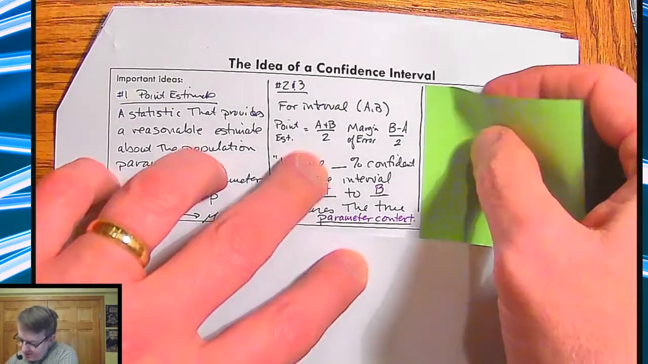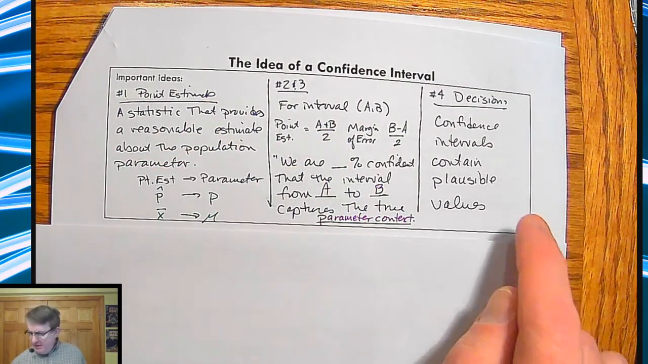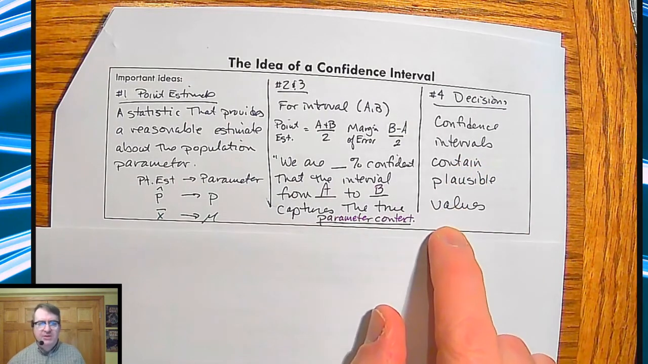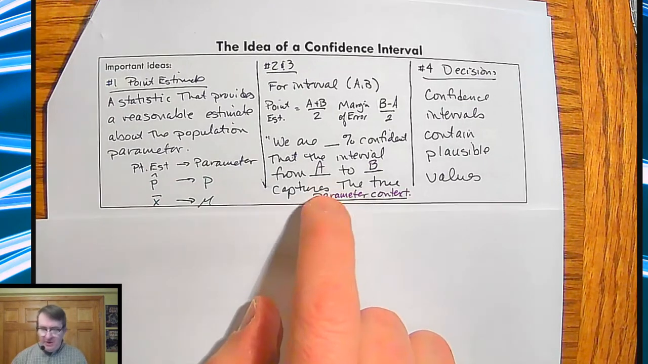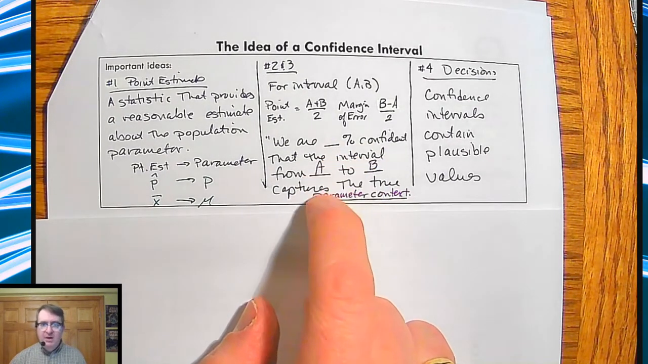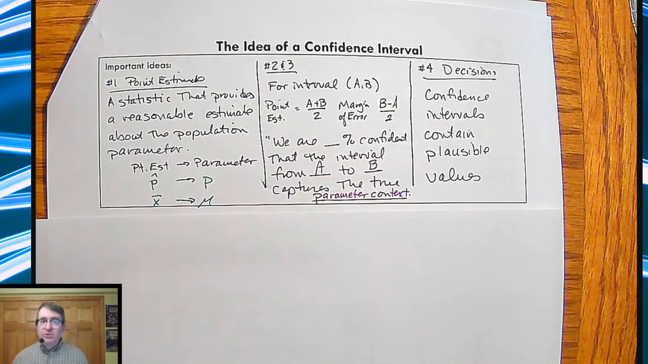And then lastly, remember that in terms of the decisions, confidence intervals contain all plausible values. So if you have a confidence interval, we're 95 or 90 or 99% confident that the true answer falls in that range, so those are the numbers that we're going to go through and talk about. Anything outside of that isn't plausible and we're not going to be able to use it.